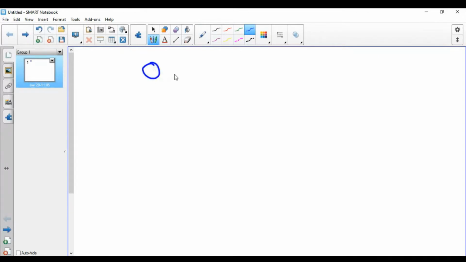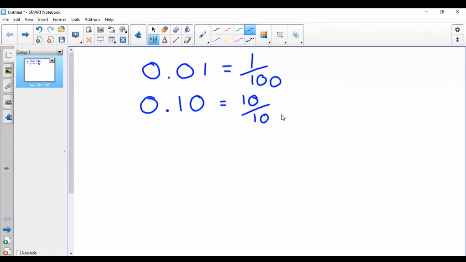I know that 0.01 is equivalent in value to 1/100th. Okay, I also know that 0.10 is the same as 10/100ths, and that's equivalent to 1/10th, because 100 divided by 10 is 10, 10 divided by 10 is 1. That's an equivalent value. Now let's just put fractions first.